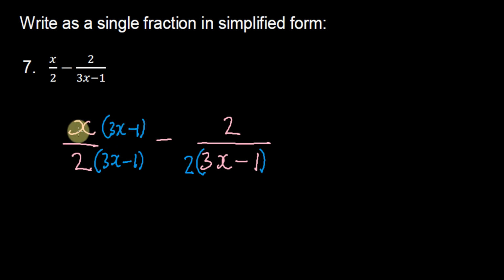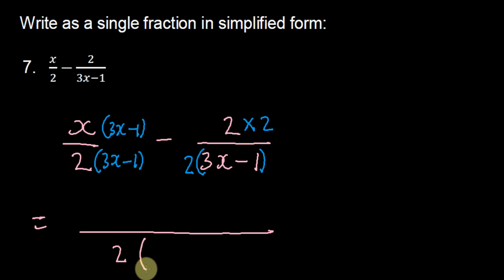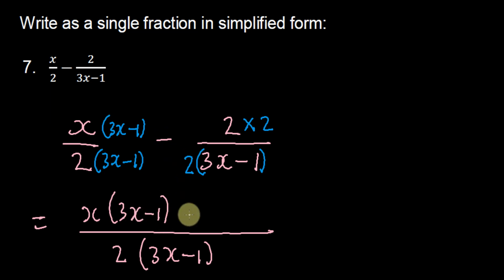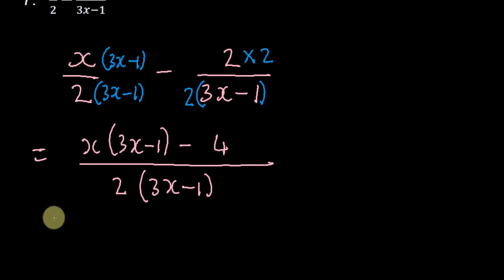So here we're multiplying the x also by 3x minus 1, and here the 2 by 2. Now the denominators are the same, and we can write everything over one denominator. So in the numerator, we're going to have x times 3x minus 1. Then we have a negative, and 2 times 2 is 4. We can simplify the numerator.